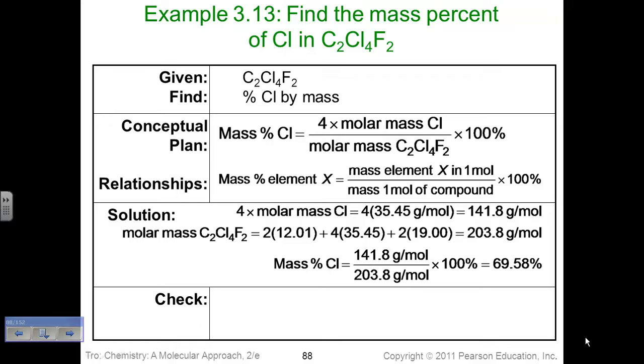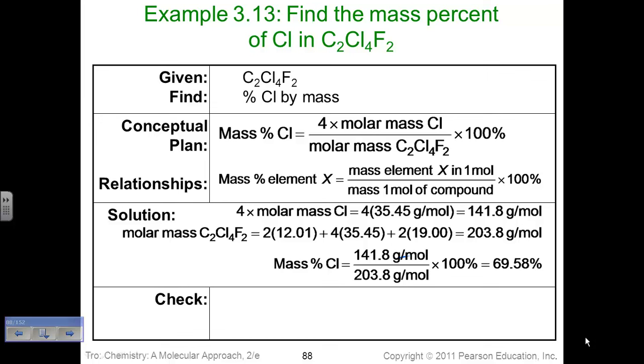Now add 2 carbons, 4 chlorines, and 2 fluorines. Again, one at a time you find these elements off the periodic table. Carbon, 12.01. There's 2 of them. Chlorine, again, 35.45 times 4. And when you find fluorine, its atomic mass is 19.00. The sum of 2 carbons, 4 chlorines, and 2 fluorines is found as 203.8. The mass percentage of chlorine, its contribution to the total weight of the compound: 4 chlorines on the top at a weight of 141.8, divided by the whole formula, 203.8, times 100.